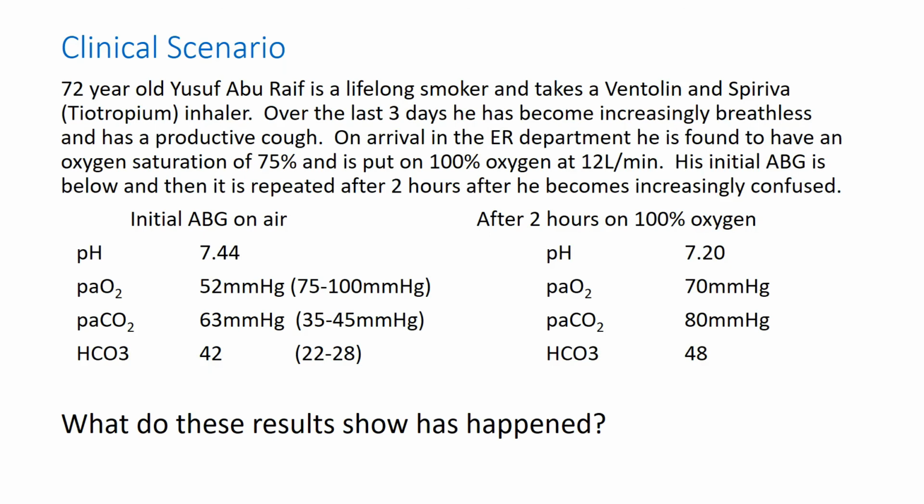So here we have another scenario. A 72-year-old man, a lifelong smoker, and he takes Ventolin and Spiriva, that's a tiotropium inhaler. Over the last 3 days, he's become increasingly breathless and has a productive cough. On arrival in the ER department, he's found to have an oxygen saturation of 75%, so he's put on high flow oxygen of 100% oxygen at 12 litres per minute. His initial ABG is below, and then it's repeated after 2 hours, after he becomes increasingly confused.